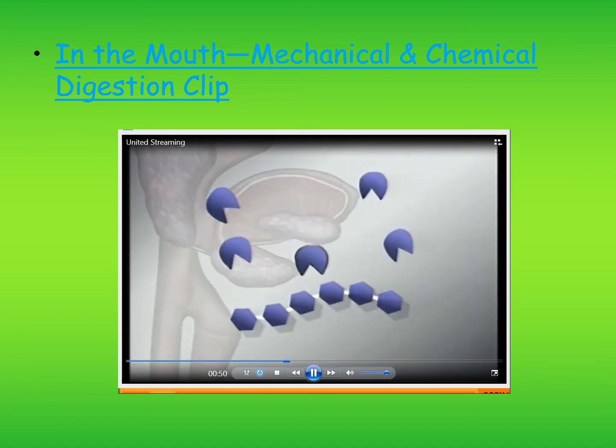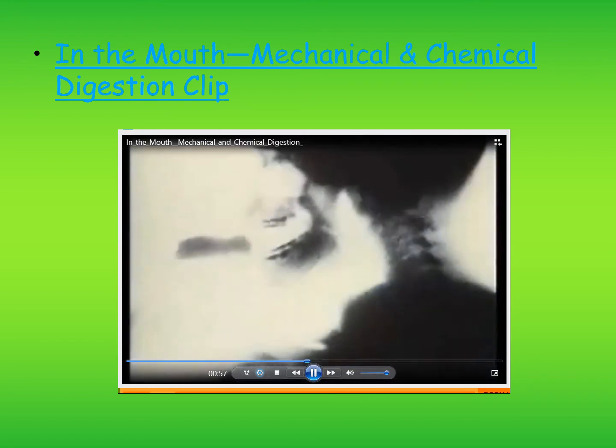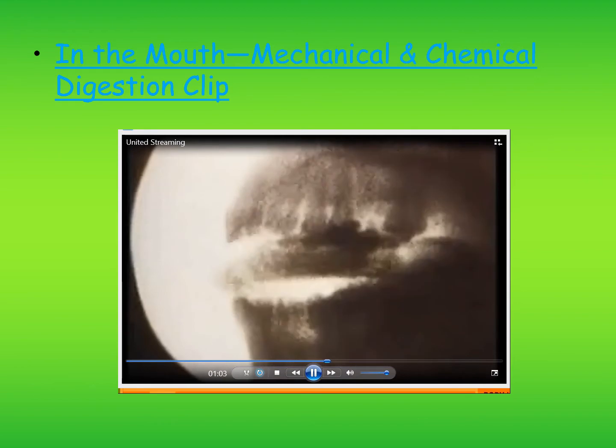Amylase breaks up starch into smaller molecules of sugar. This kind of digestion is called chemical digestion. Chemical digestion is different from the mechanical digestion that occurs when we chew food.